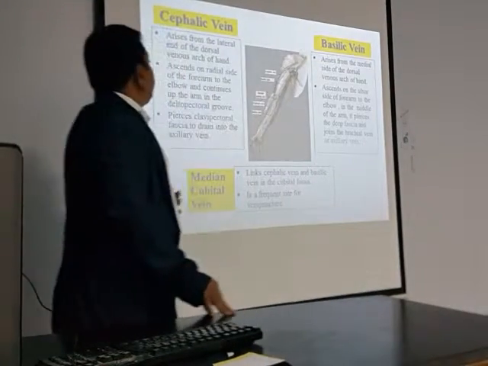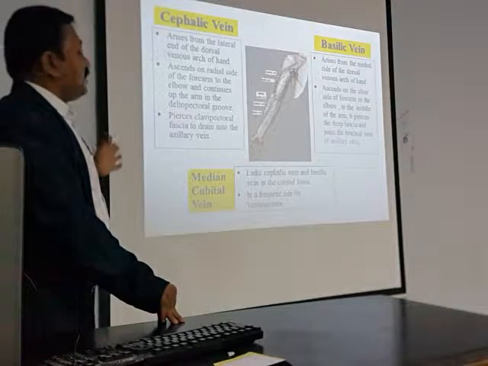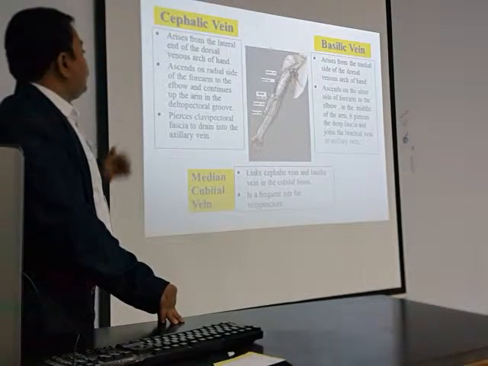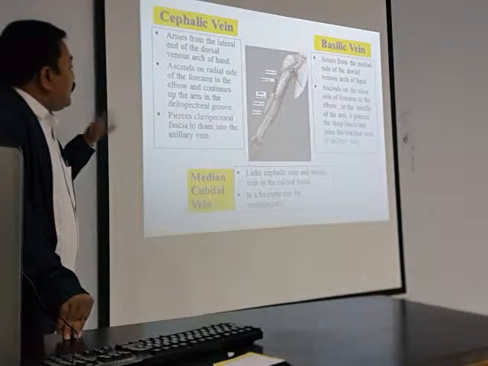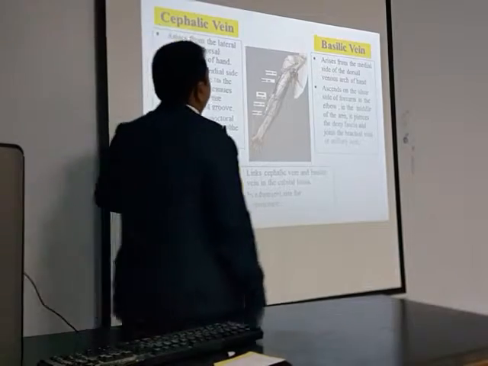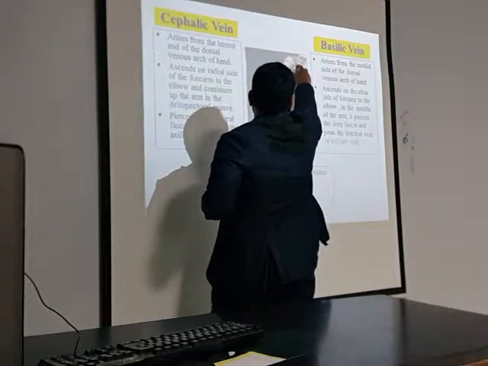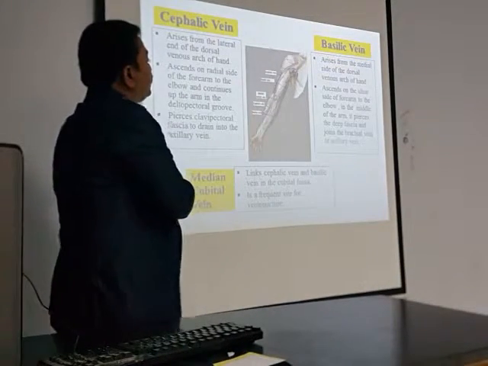The cephalic vein arises from the lateral end of the dorsal venous arch and ascends on the radial side of the forearm and elbow, and continues up the arm in the deltopectoral groove here, isn't it? Deltopectoral groove here.